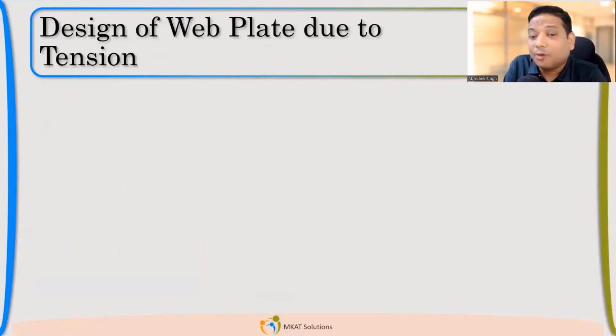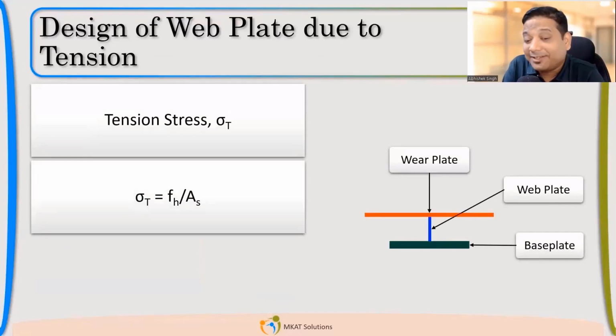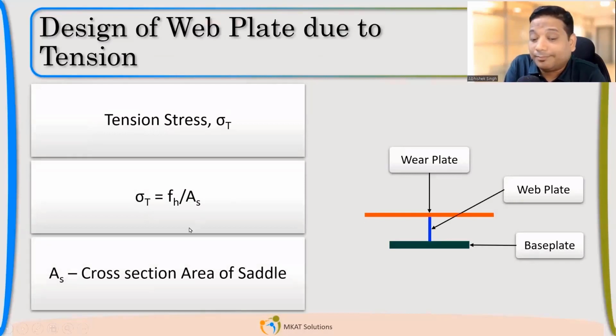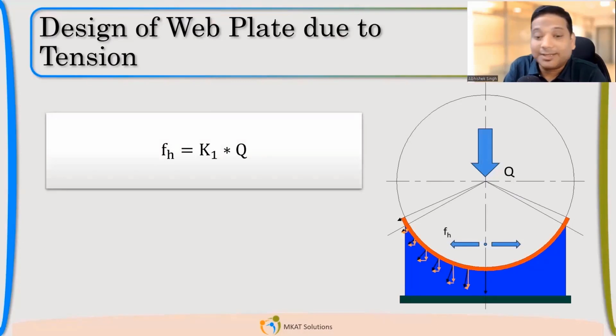So if you understand that, it will be very easy to calculate also. Now, the first part of the design of the web plate will be to calculate the tensile stress, right? So we know that tensile stress will be FH divided by that area which you see on the right hand side. That is the area which is failing. Which we can definitely calculate very easily. The calculation of FH is what we would like to see. So now the FH is also very simple. It's K1, a coefficient, multiplied with Q. Q is your load, which you already have. It is due to operating weight plus wind or seismic added.